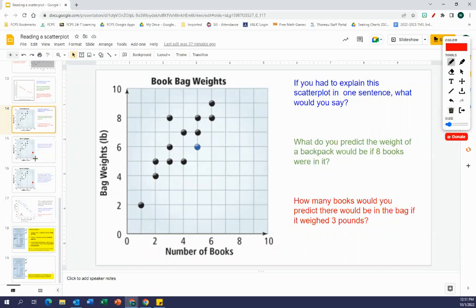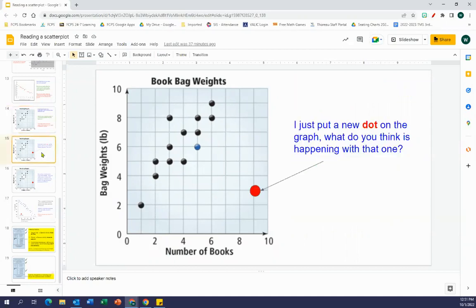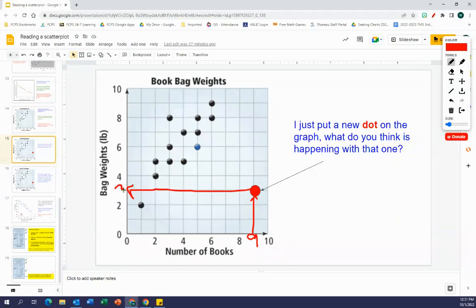So I have something interesting. In my next slide, it's the same slide as this, except I just put a new dot on the graph. Is that new dot possible? Could I have 9 books in my backpack and it only weigh 3 pounds? Well, sure. What if I'm a kindergartner and I have those teeny tiny flip books or magazine type books? They don't weigh very much. So this is a valid piece of data, but it has a special name.